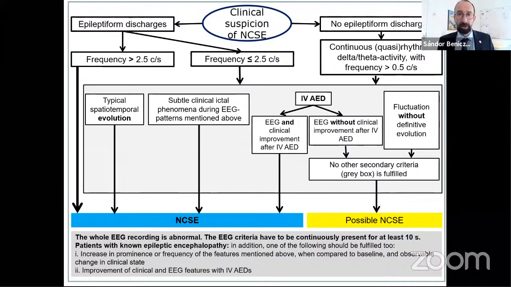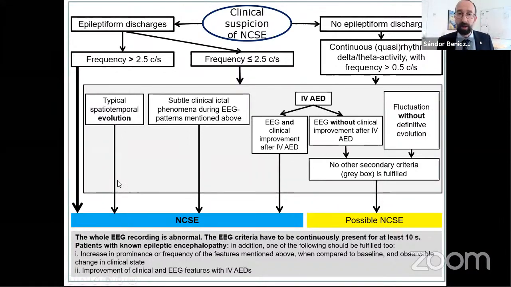Now, how long do you need to see these criteria fulfilled? According to the Salzburg consensus criteria, this is 10 seconds. And always people get shocked when I'm saying this, because they jump up and say, but how can you call this status epilepticus if it's there only for 10 seconds? But that's not what I'm saying. What I'm saying is that the whole EEG is abnormal, but the climax where all these abnormalities reach such a degree that they fulfill the criteria, that needs to be 10 seconds.